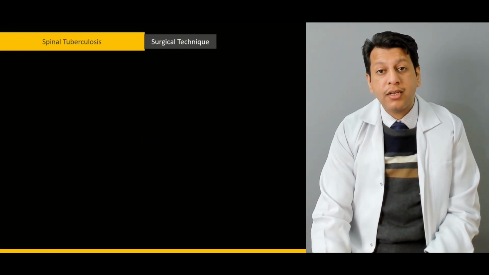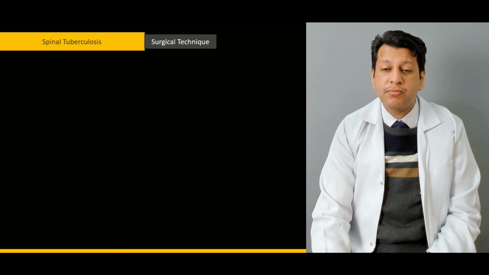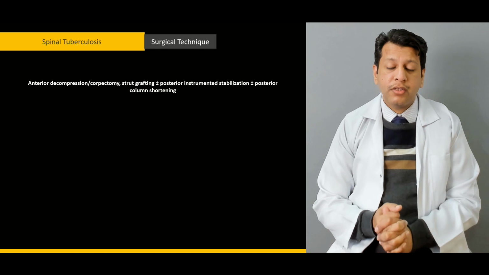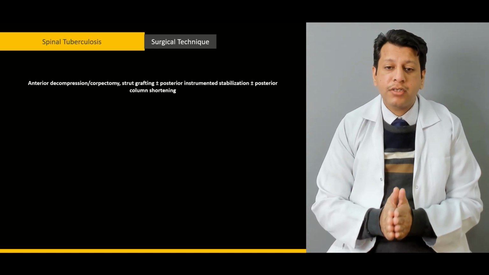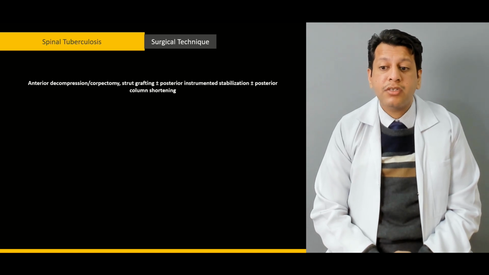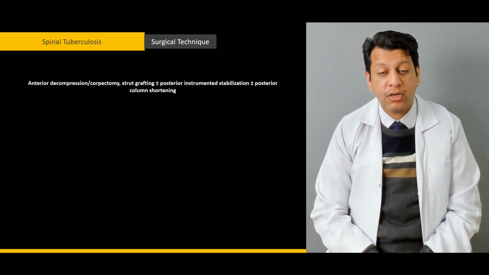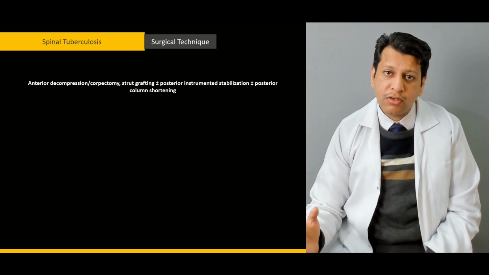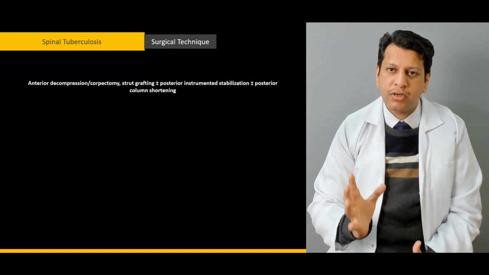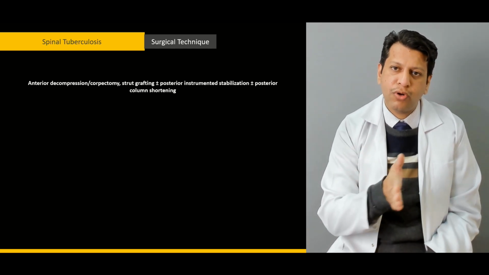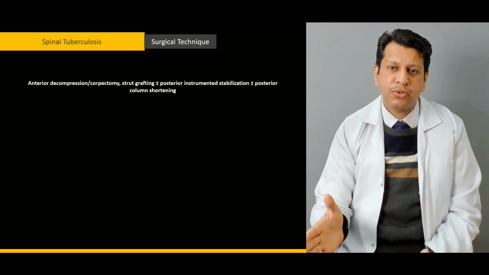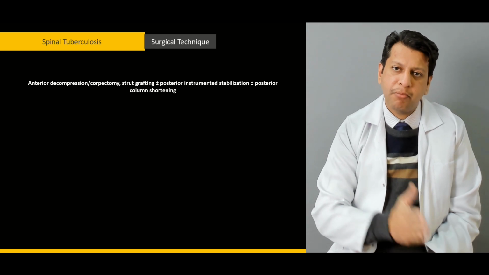Then come other techniques, such as different surgical techniques, as I told you: you have to go for anterior decompression and corpectomy, plus or minus strut grafting or posterior instrumentation or stabilization, plus posterior column shortening. Now there's a multiple list of what to do and what not to do, but to understand it simply, tuberculosis involves the anterior column, it involves the middle as well as sometimes the posterior, but mostly it involves the anterior and middle column.